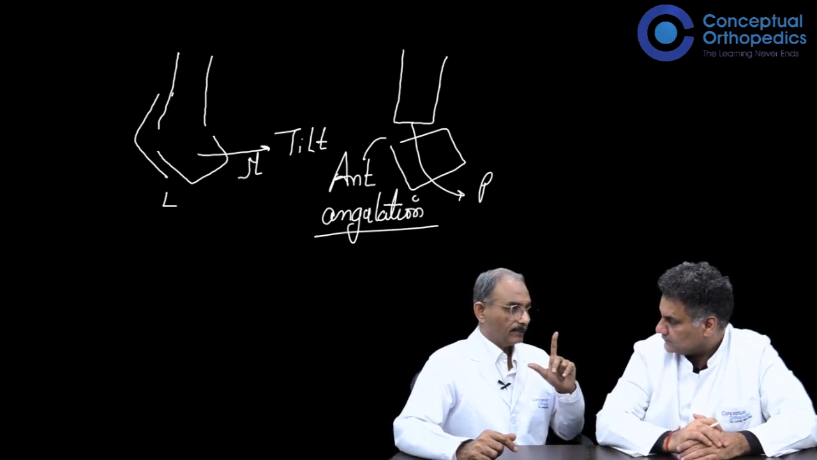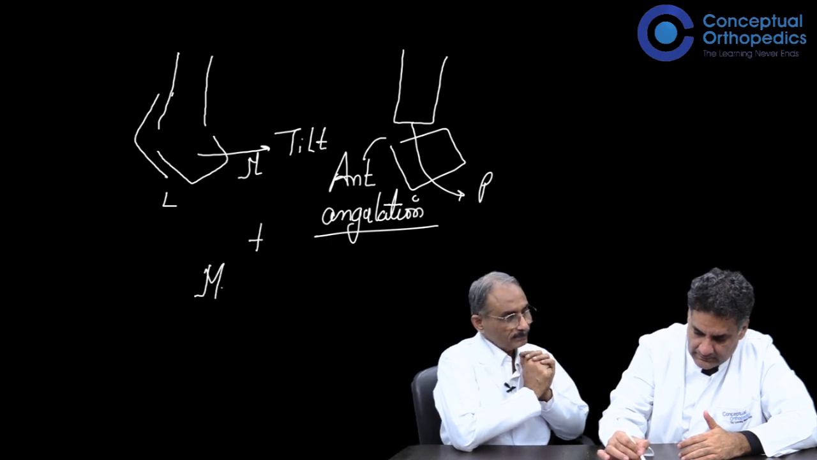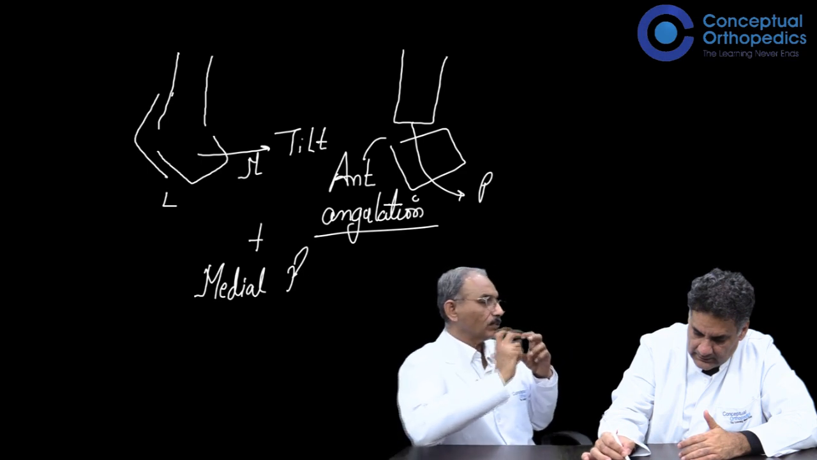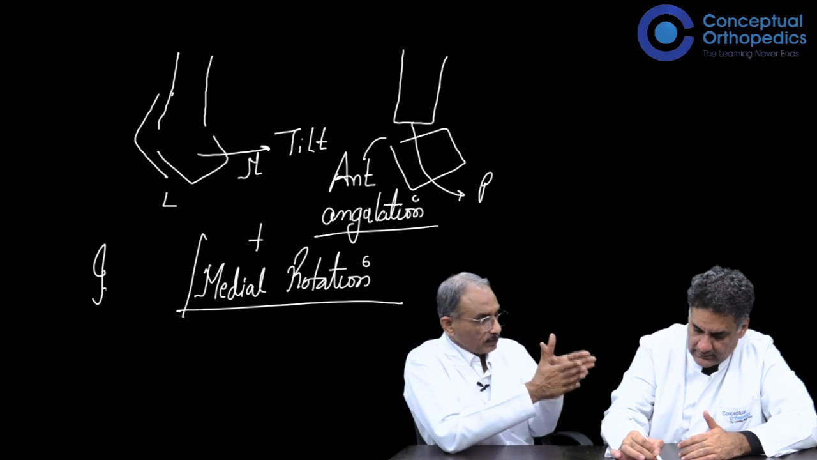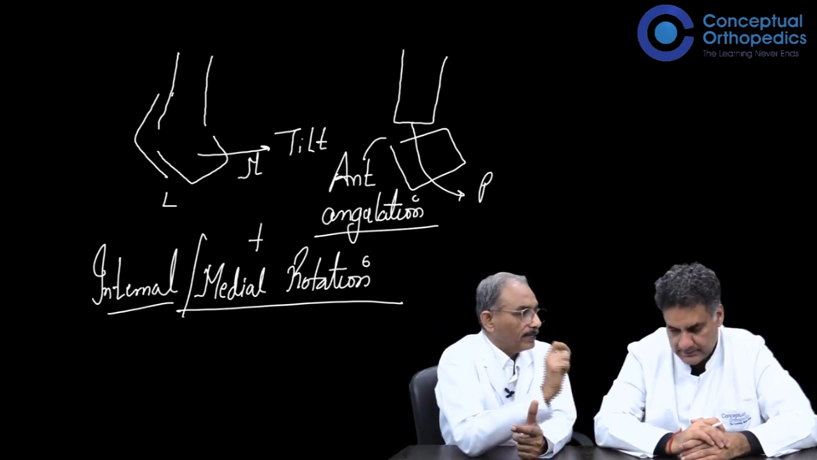In addition, there is a rotation that happens. So medial rotation as well. So it is rotated internally. So the distal fragment is rotated internally. There is a clear consequence of each of these, right, which is demonstrable physically on examination.